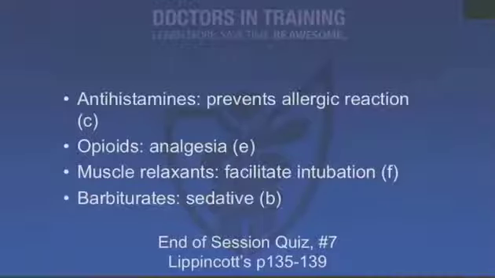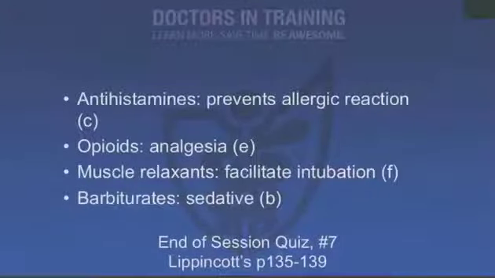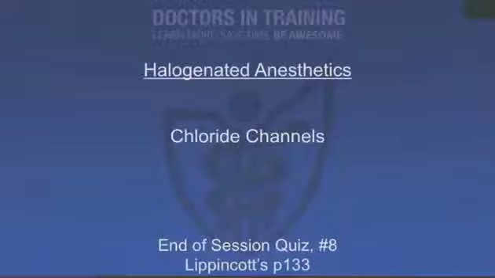Muscle relaxants, so why would we want to use those? Well, that's mainly to facilitate intubation. So if you have a patient, especially in the emergency room, and they're just zonked, but you're having trouble intubating them because maybe they're flailing about or that sort of thing, then a muscle relaxant can be very helpful. And then barbiturates. What are we going to use these for? Mainly for their sedative effect. They can really knock people out. Next question. On which channel do inhaled halogenated anesthetics act? Well, remember, they're going to act on the chloride channels.